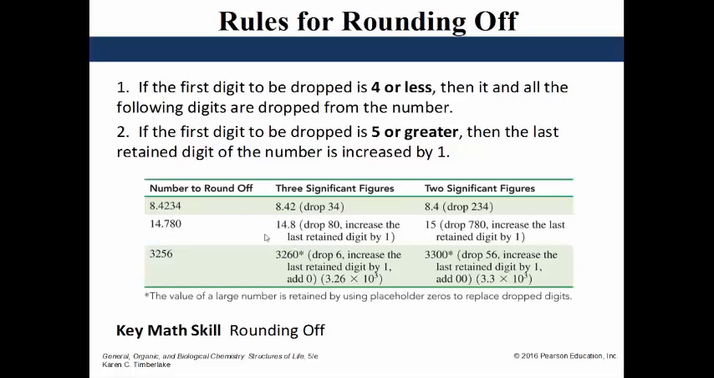So it all depends on what place value you are rounding to. You look at the very next column to the right. Is that value 5 or more? If it is, then the last place you round to will go up by 1. If it's less than 5, then nothing changes.